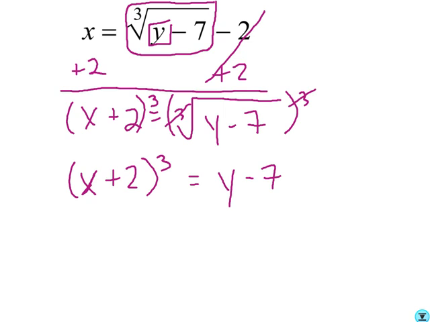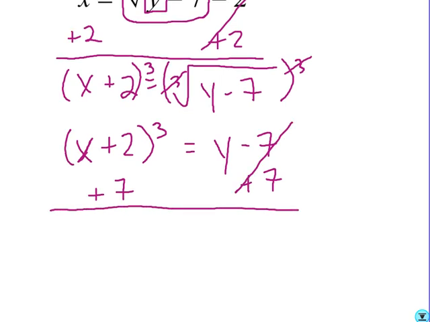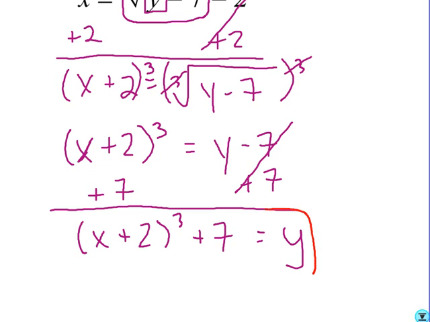One more step to get y by itself. I'm going to add 7 to both sides. That cancels out. Now, all in one go, x plus 2 cubed, add 7 is equal to y. And that is our final equation in order to get y by itself.